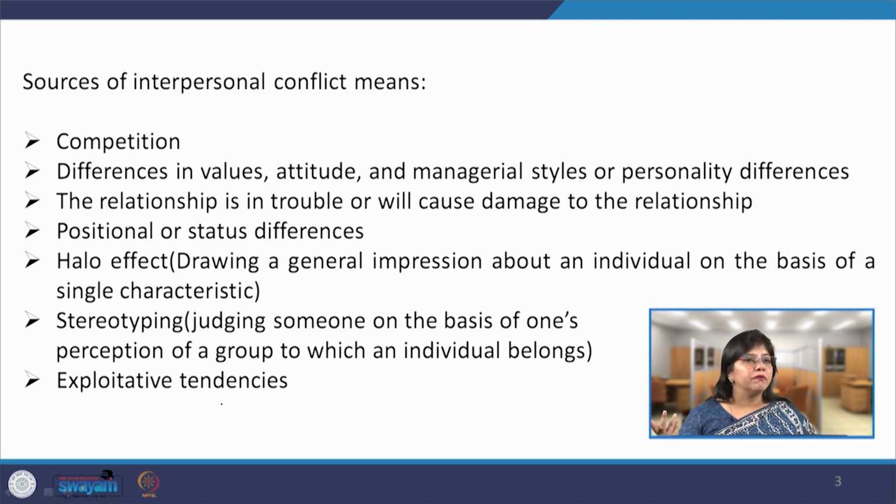So, these are the certain sources which lead to conflict in terms of competition, halo effect, stereotyping, personality differences or positional or status differences. But ultimately, whenever these conflicts are understood or occur in any group, how can those conflicts be resolved? It is not that anybody would intervene and it will resolve.